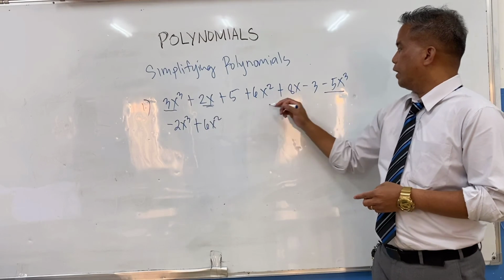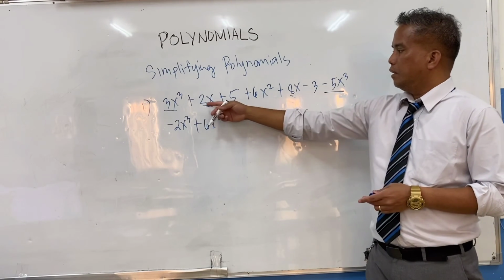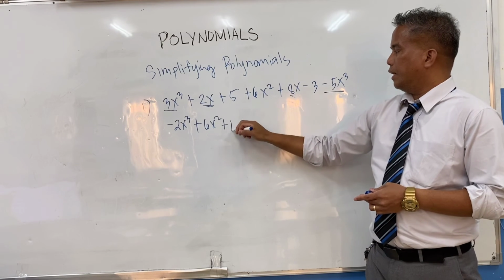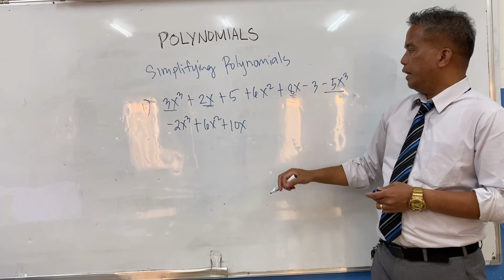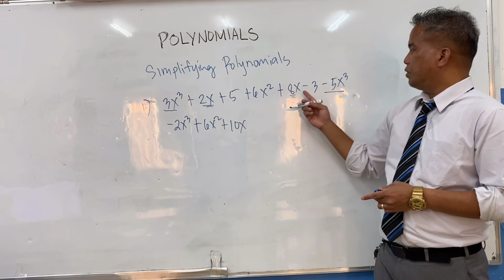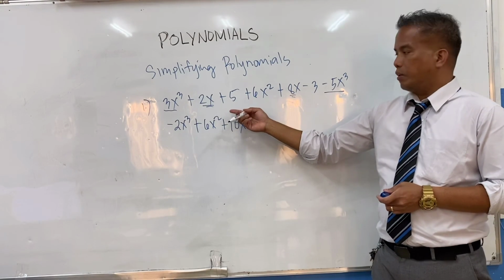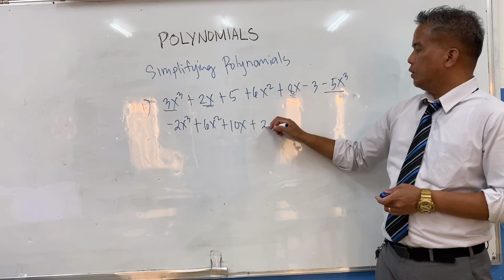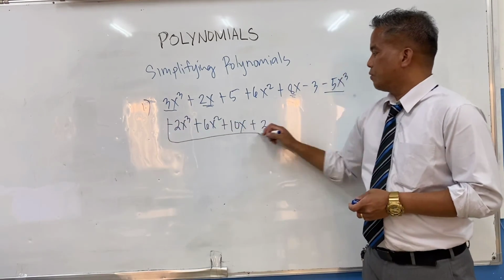Next is 2x and 8x. Positive 2x plus 8x will become now 10x. And then we have 5 minus 3. We call this the constant term. 5 minus 3 equals 2. So this is now your answer.